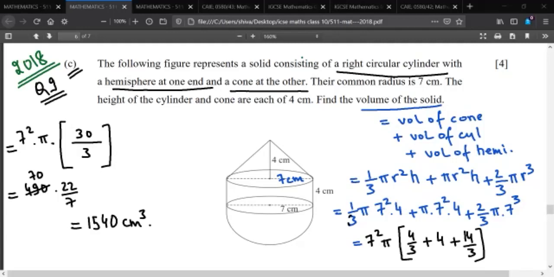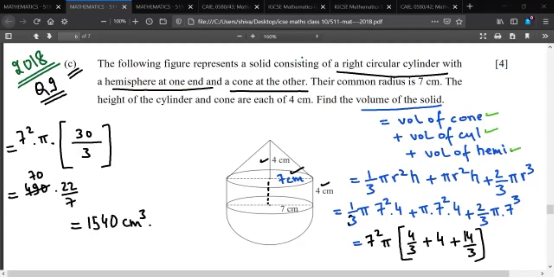That means that this cone has a radius 7 centimeter. The cylinder also has radius 7 centimeter, and this hemisphere also has radius 7 centimeter. Any doubt? No, sir. Height of the cylinder and the cone are 4 centimeter each. So this is 4 centimeter and this also is 4 centimeter. Any doubt? No, sir. Now all I need to find is the volume, and for finding the volume I should be clear about the formulas. The volume of cone plus volume of cylinder plus volume of hemisphere.